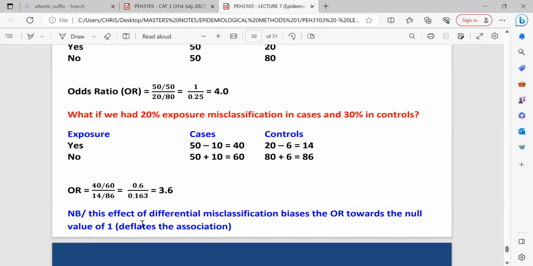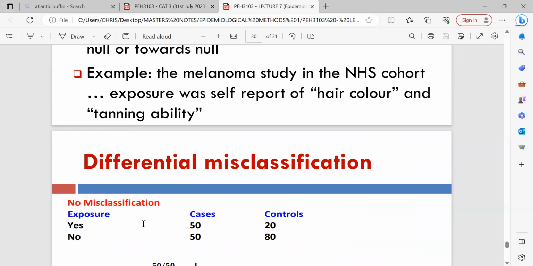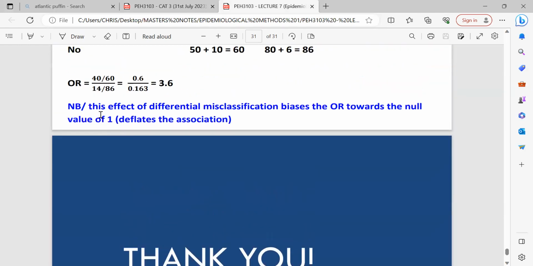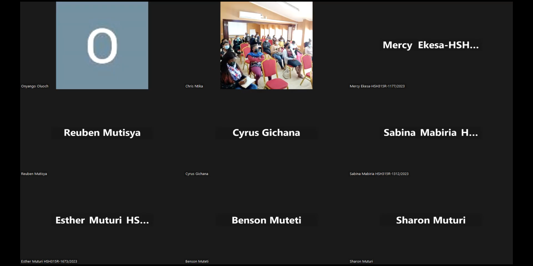Hapa ndio point iko. I think, yeah, this should be hapa ndio maneno iko. So this effect of differential misclassification biases the odds ratio towards the null value of 1, meaning it deflates the association. Are we talking about the same thing? Nani ako na answer, so that we go to number 2?